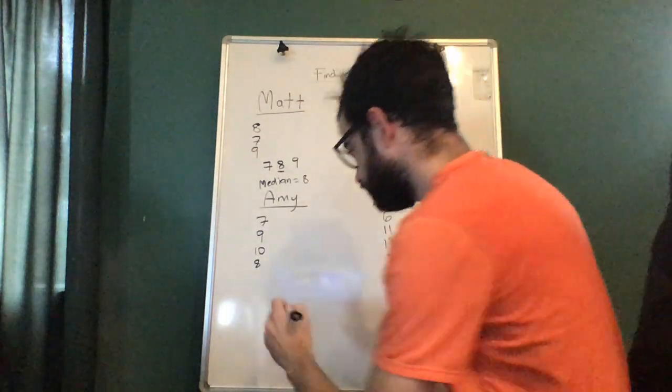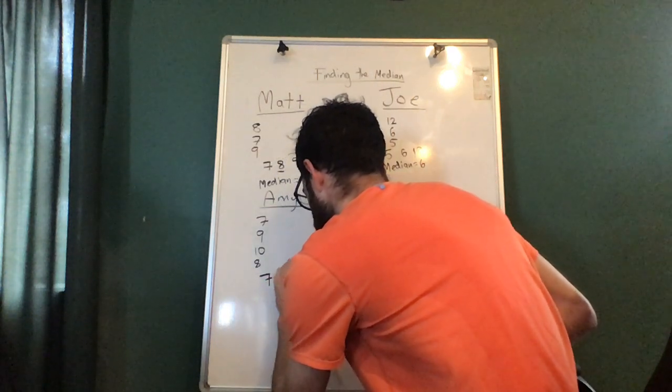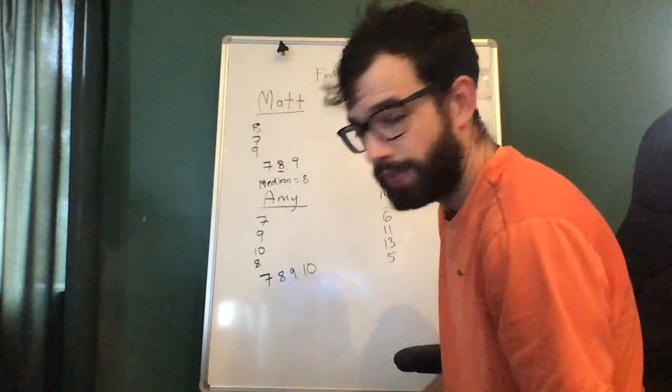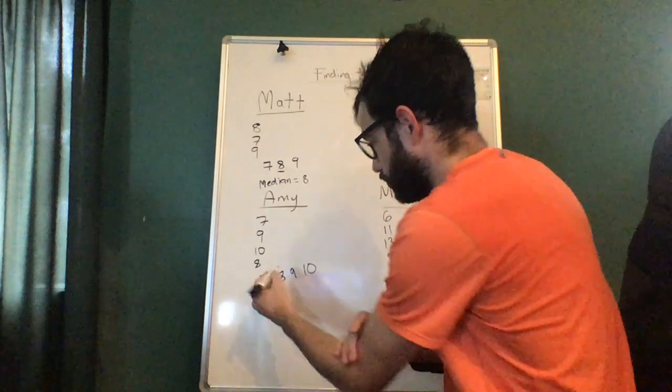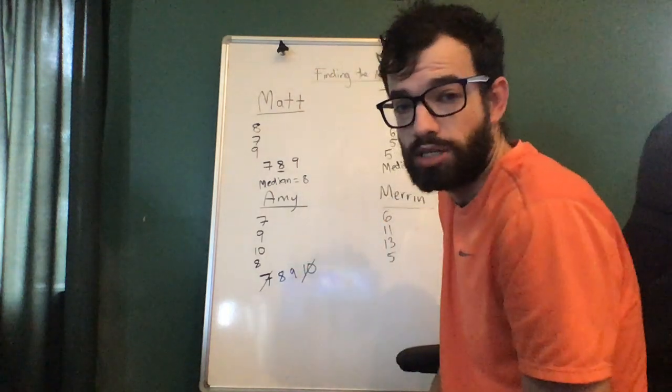Now let's look at Amy, because when we go to Amy and Mirren, it's going to be a little bit different. So Amy's, if we put hers in order, we have 7, 8, 9, and 10. Now, the problem we have there is she has 2 numbers in the middle. Okay. Because if we cross out the 7 and the 10, because that's just another way of helping us see what's in the middle, we've got 2 numbers in the middle.